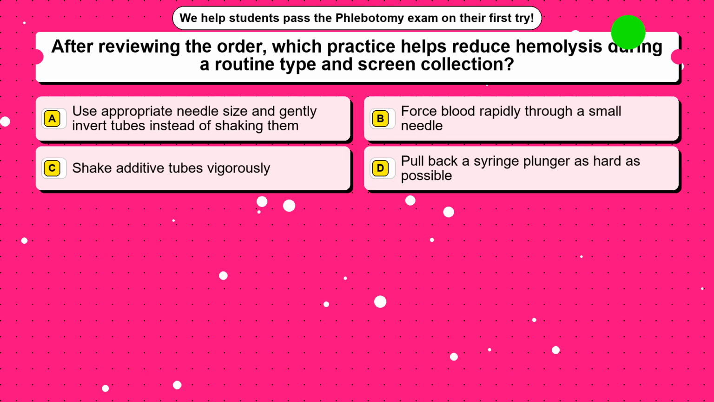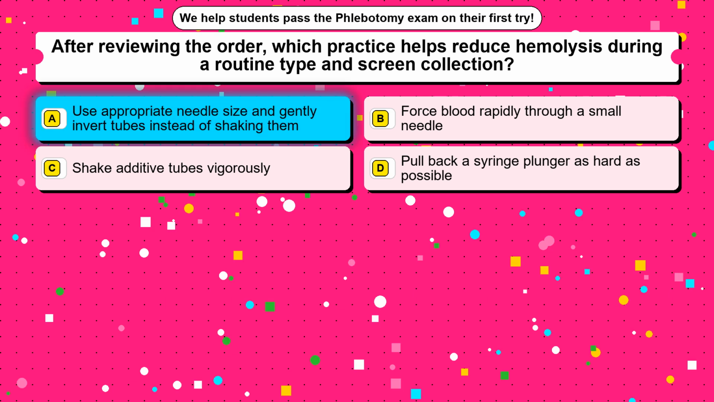Question 36. After reviewing the order, which practice helps reduce hemolysis during a routine type and screen collection? Option A. Use appropriate needle size and gently invert tubes instead of shaking them. Option B. Force blood rapidly through a small needle. Option C. Shake additive tubes vigorously. Option D. Pull back a syringe plunger as hard as possible.